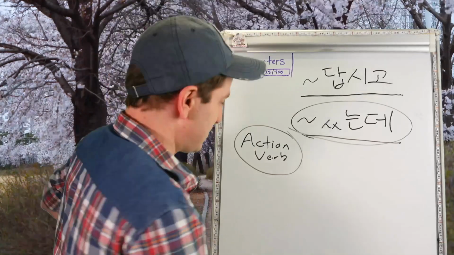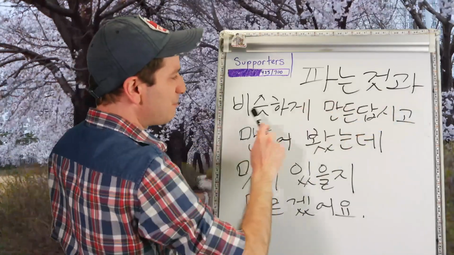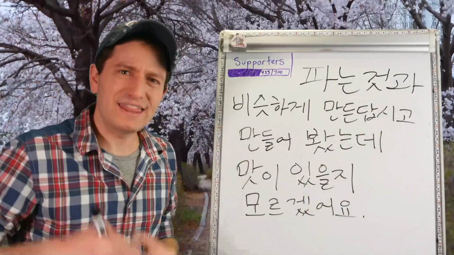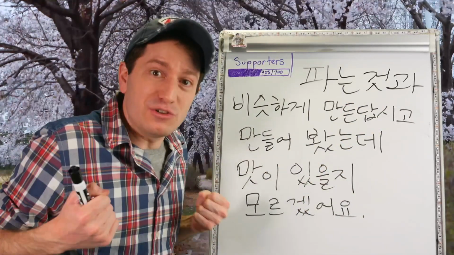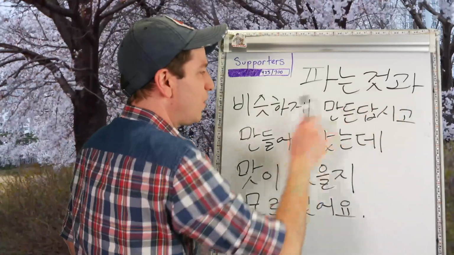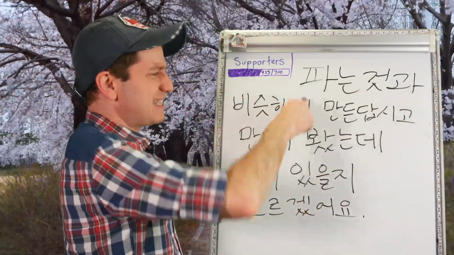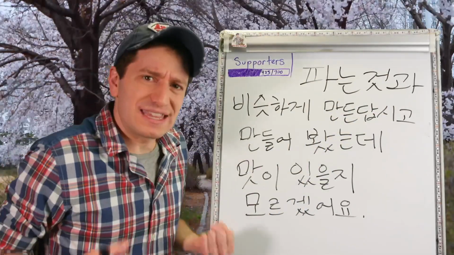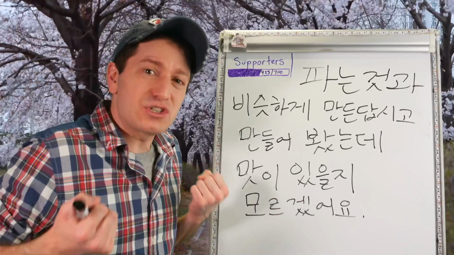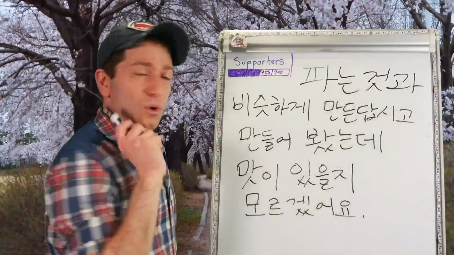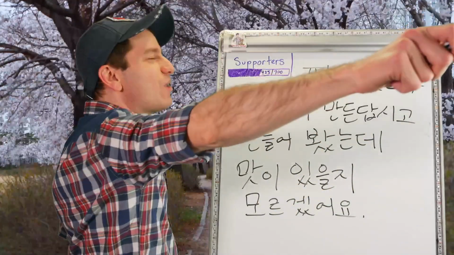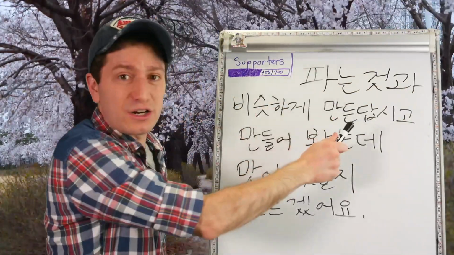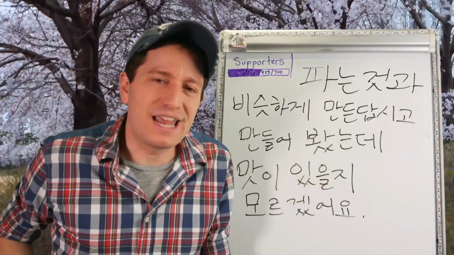Let me give you an example sentence. 파는 것과 비슷하게 만든답시고 만들어 봤는데. So 파는 것, the one they sell. So the store-bought one, the one you could actually buy. 파는 것과 비슷하게 만들다. To make it similarly as the one that they sell. So I was trying to make it like the one that they sell. So I was trying to make it like the store-bought one. 만든답시고. So as soon as we hear this, I was trying to make it, we know something negative is coming up. We know that the speaker, first person, ruined it or made it worse.